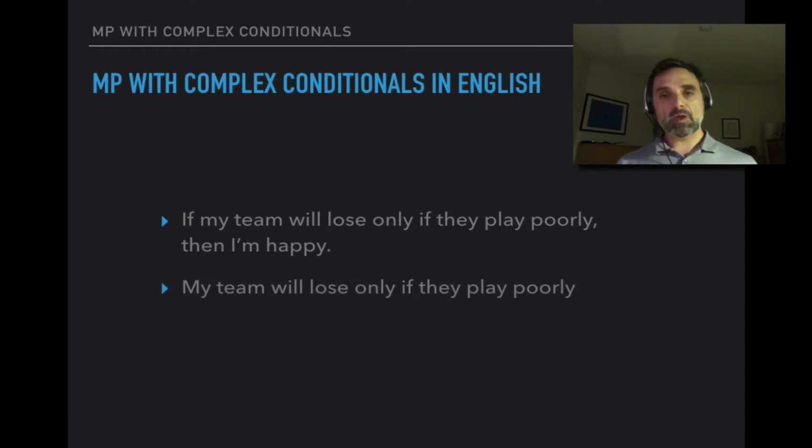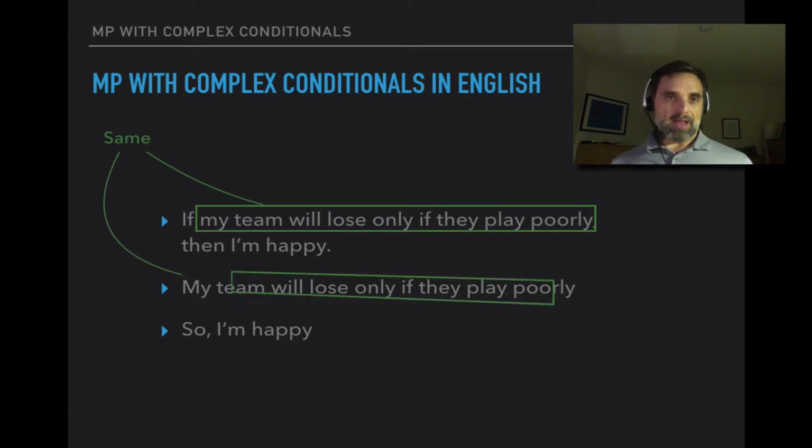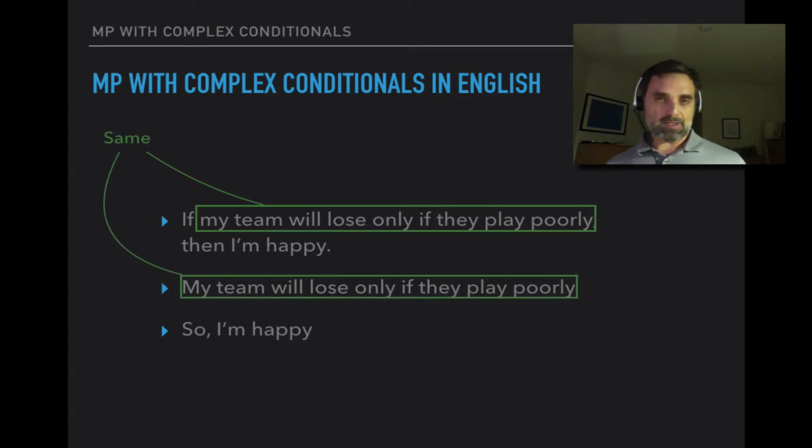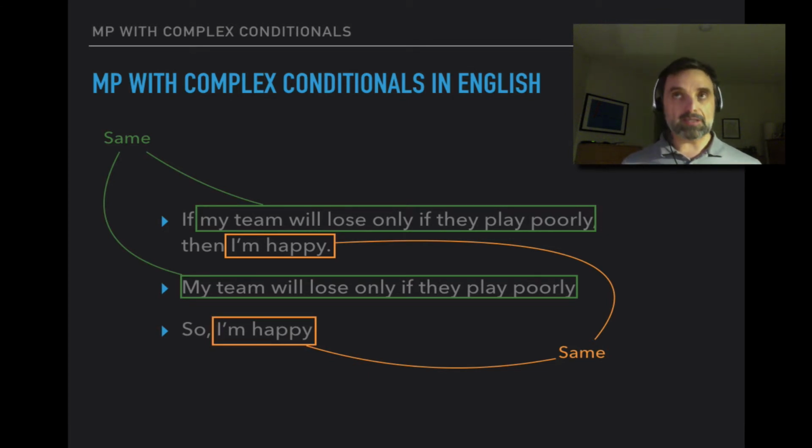Okay, here's our second premise. My team will lose only if they play poorly, and I bet you know what the conclusion is. It's, I'm happy. Well, so let's look at this. Again, there's the antecedent of our conditional, and hey, that's the same thing as the second premise. So we have as one premise a conditional, and as another premise the antecedent of that conditional. Good. Okay, now the consequent of our premise, that's I'm happy, and that is the conclusion. So what do we have? We have two premises and a conclusion. One premise is a conditional. The other premise is the antecedent of that conditional.